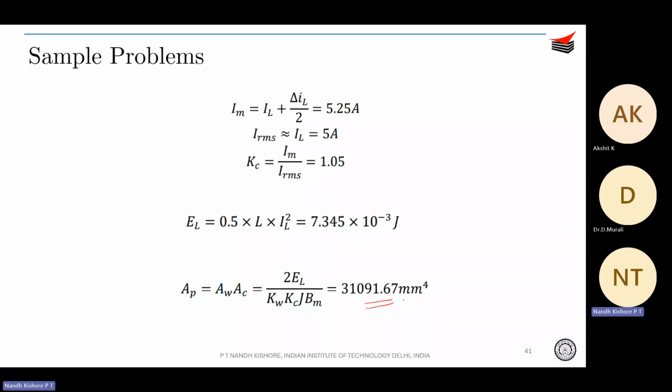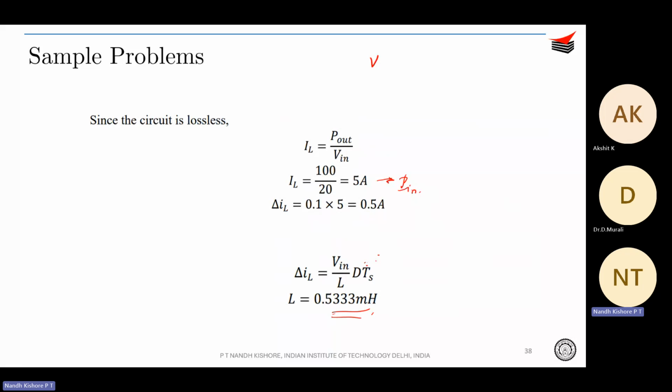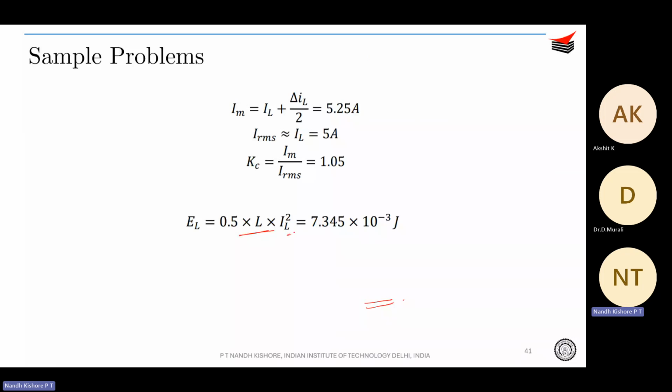the area product, 2EL divided by KW KC J BM. EL is half L I square. L is known from the previous problem. We just computed L, 0.53 millihenry. So half into L into I square, where I is something you calculate for the given boost converter. You will know your I minimum, I average, and I maximum. From that, you compute EL. That gives your area product.